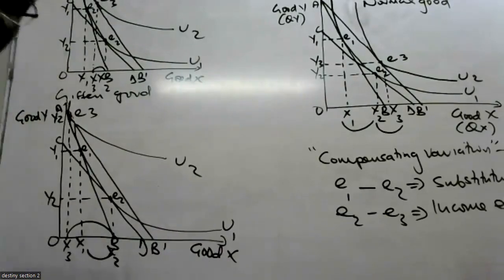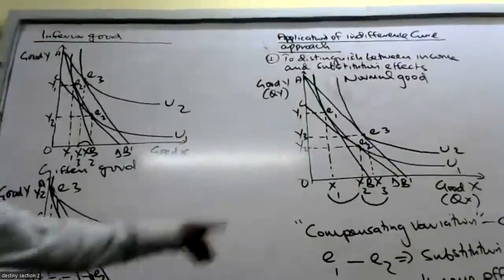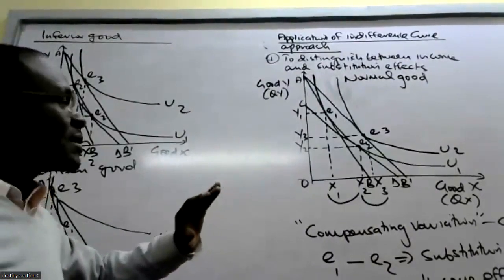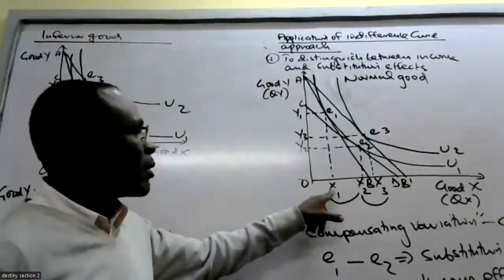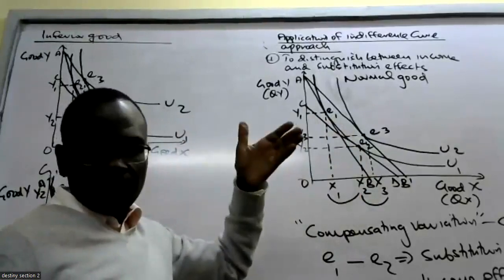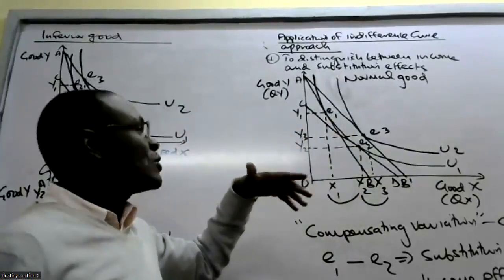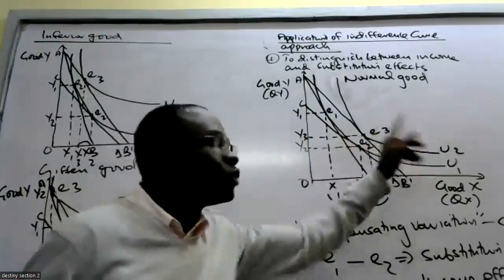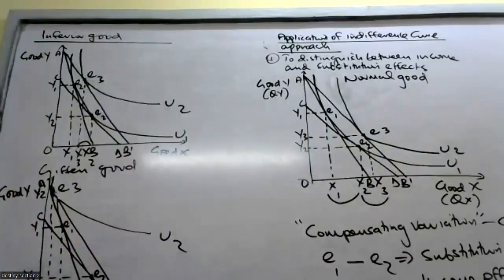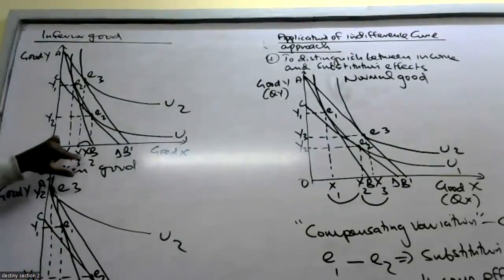So again, starting from the first one, a normal good. Substitution effect is the same for all of them. Substitution effect means you'll have more of X being bought from X1 to X2, E1 to E2, because its price has reduced. The income effect, use the savings to jump to another level, U2. So when you jump to another level, you buy more of the commodities from X2 to X3, then commodity X is a normal good. When it comes to an inferior good, substitution effect is the same, X1 to X2.